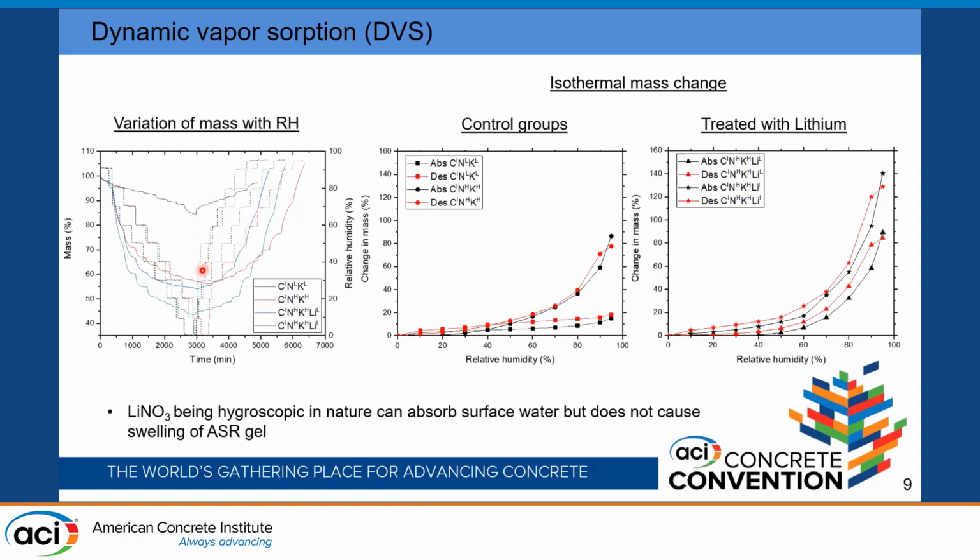the high alkali groups. And by addition of lithium, the absorption of moisture is increased, but the swelling is decreased. So because of the hygroscopic nature of lithium nitrate, we can see that there is an increase in the mass uptake of water. The isotherms show a similar behavior to the variation of mass curve, and we can see that the slope of the isotherms is lower in the low alkali groups, and higher and increasing with the addition of lithium nitrate.